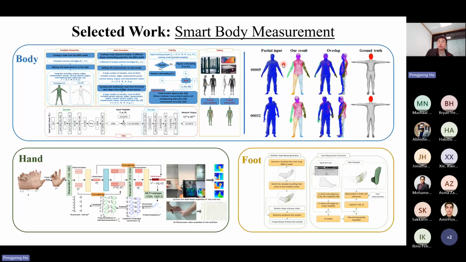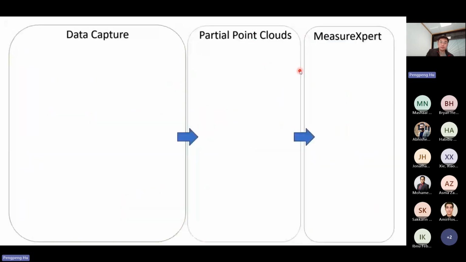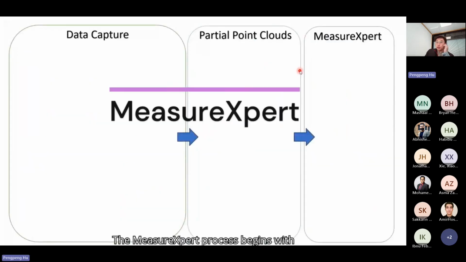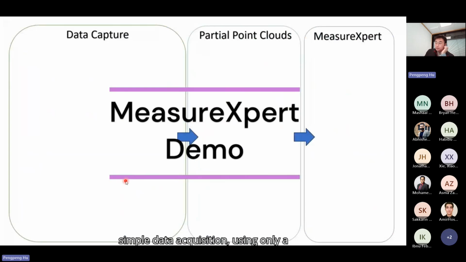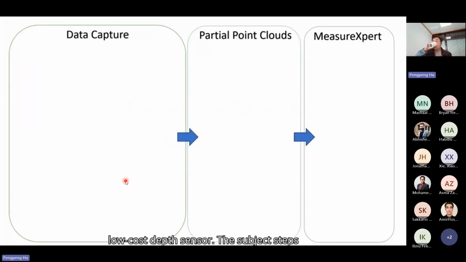And also, when we do studies on obesity, we need to measure the volume. So we also propose an algorithm that takes a single scan and generates different body parts. We also calculate the volume from the different body parts. So this is the demonstration: how can we do the measurement using only a low-cost depth sensor.